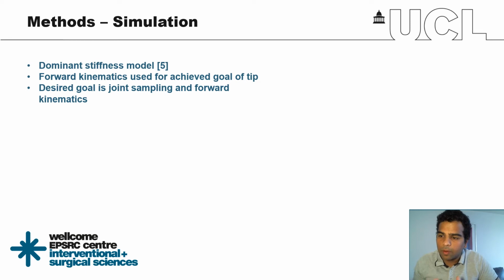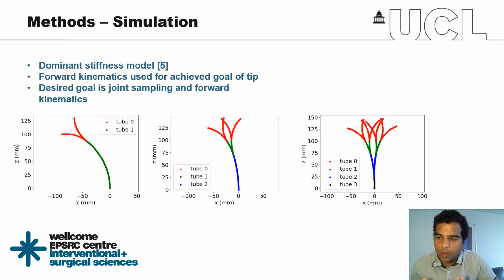And at the start of every episode, we need to determine what the new desired goal is going to be. So we do that by uniformly sampling through the joint space, making sure that they're within the constraints of extension, and doing the forward kinematics to determine what that Cartesian desired goal is going to be. And in the workspace, we see that with a larger number of tubes, there are more degrees of freedom, the workspace becomes larger, and also there are more redundant solutions.